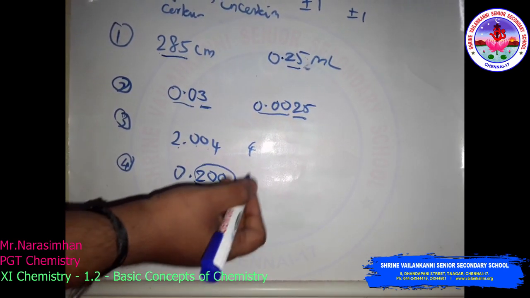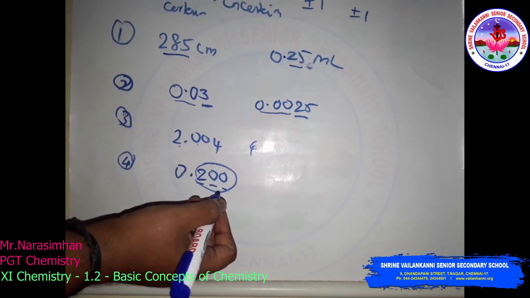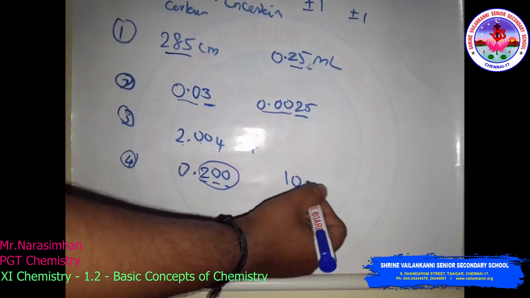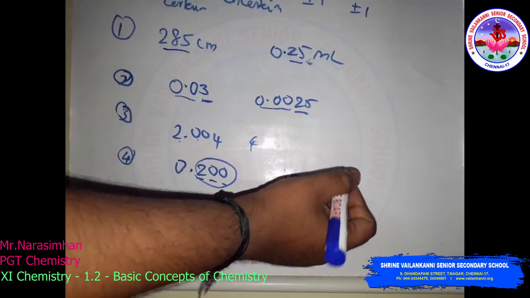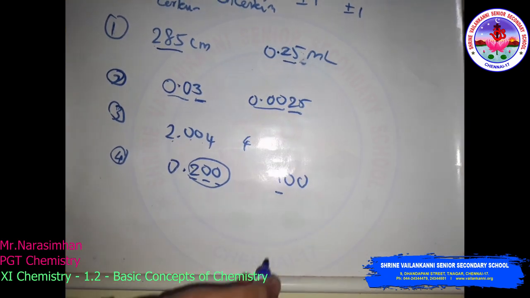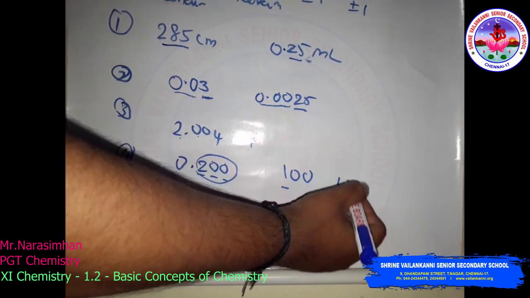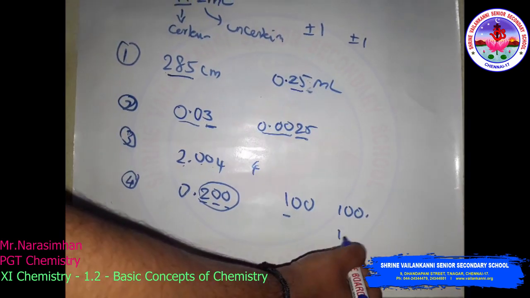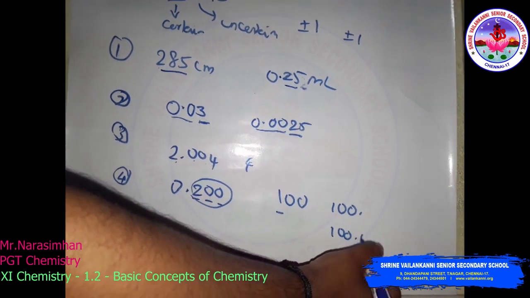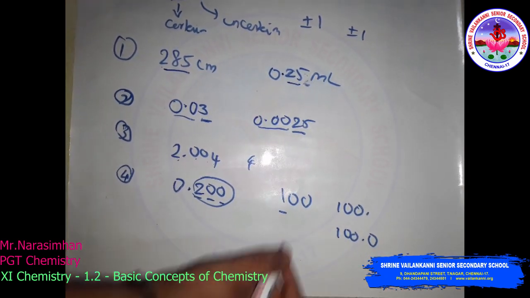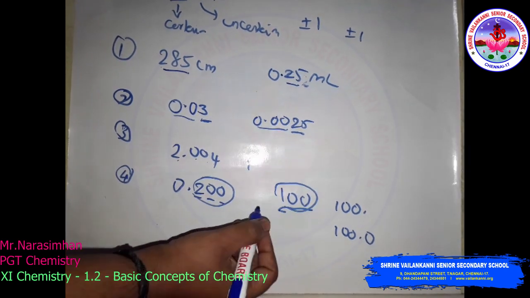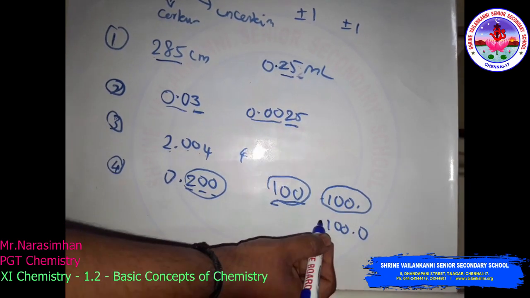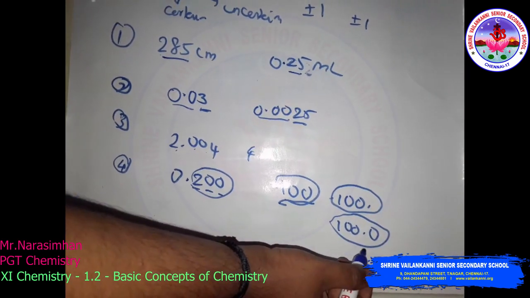But otherwise, terminal zeros are not significant if there is no decimal point. For example, 100 alone has one significant figure. But 100. with a point has 3 significant figures, and 100.0 has 4 significant figures. No point means just one significant figure. If there is a point, it is 3. The zero after the point you also have to count.